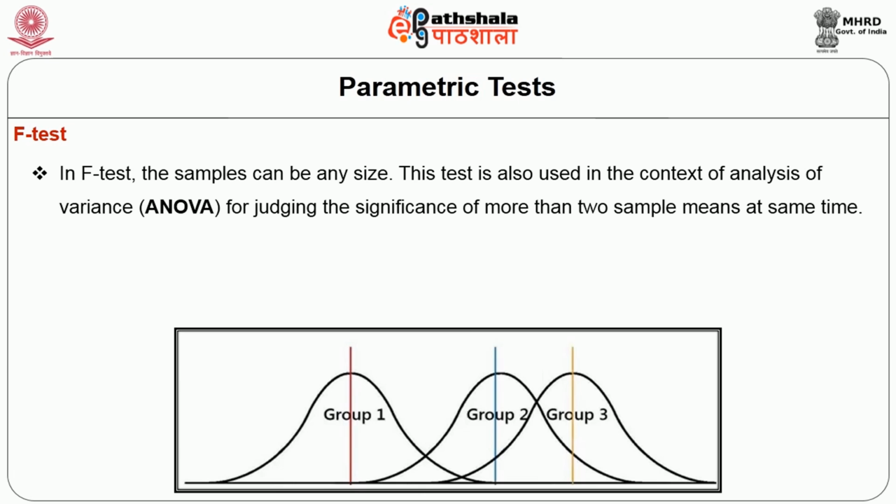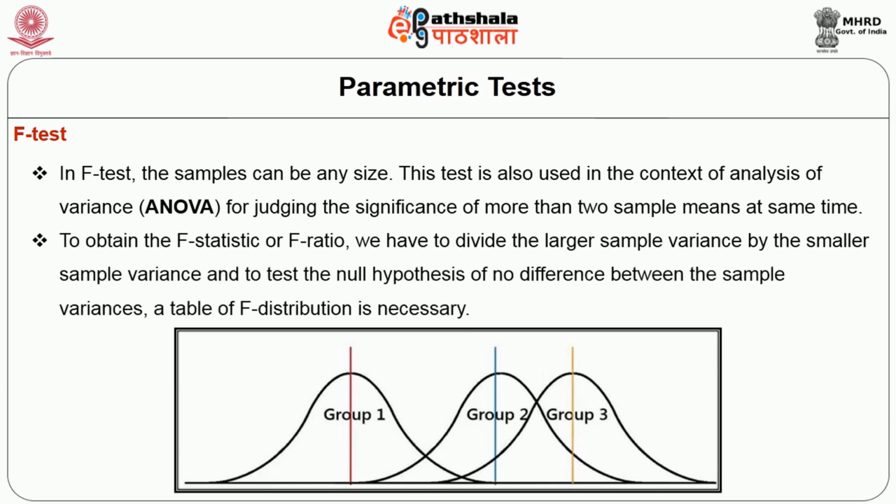This test is also used in the context of analysis of variance for judging the significance of more than two sample means at the same time. To obtain the F statistic or F ratio, we have to divide the larger sample variance by the smaller sample variance, and to test the null hypothesis of no difference between the sample variances, a table of F distribution is necessary.